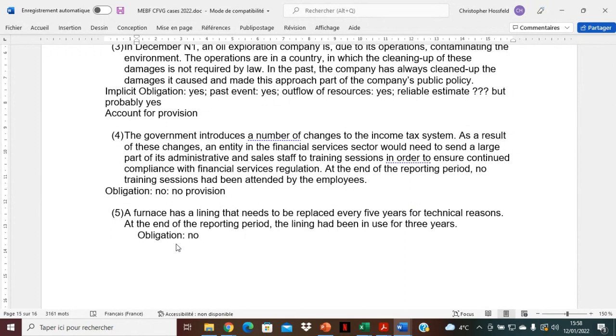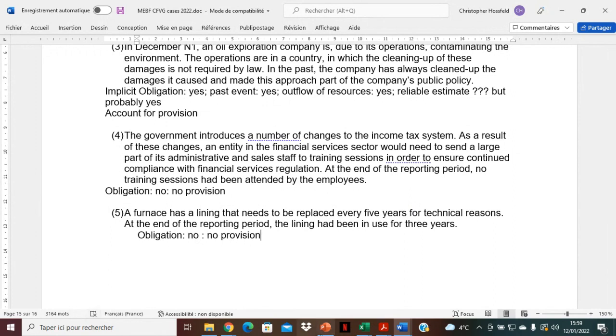Maybe I change the lining not after 5 years, but after 6 or 7 years. Or maybe I don't change it at all, and after 5 years I sell this furnace and I buy a new one. Or maybe I continue to operate, and maybe the furnace explodes, or maybe it just continues to work as it did before. But here there's no obligation to change that, and therefore there's no provision. Again, an obligation is when there's no other way out than doing what is supposed to be done. Okay?